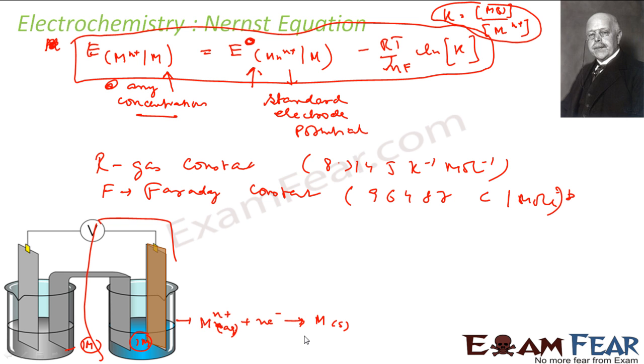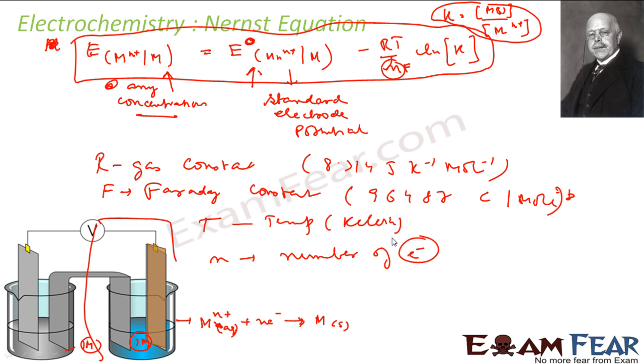T is the temperature in Kelvin. K is the equilibrium constant, which involves the concentrations, and n is the number of electrons getting exchanged. So first let's apply this equation to the Daniell cell, and then we'll try to derive it.